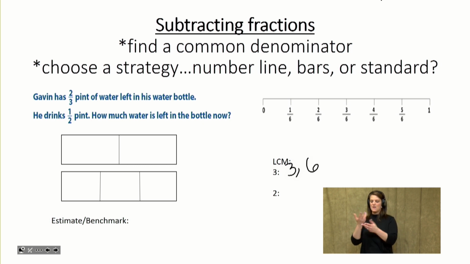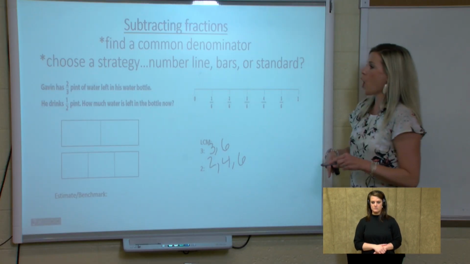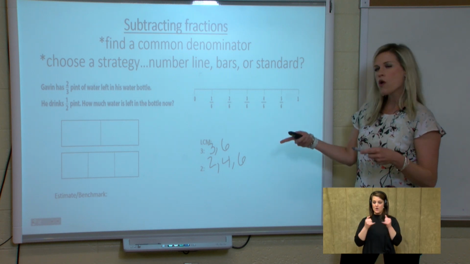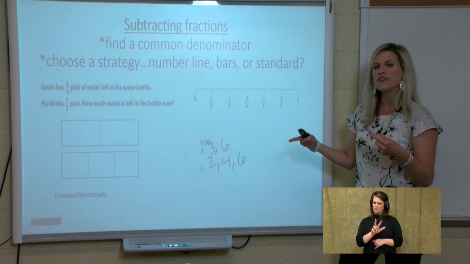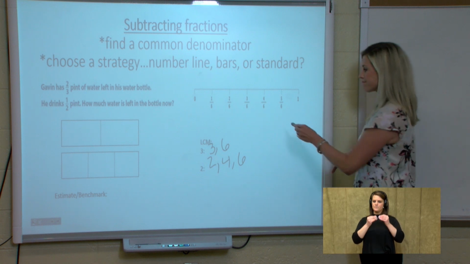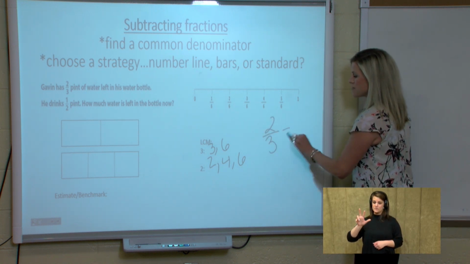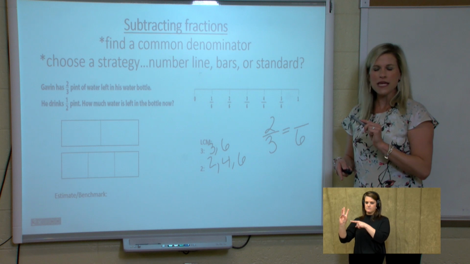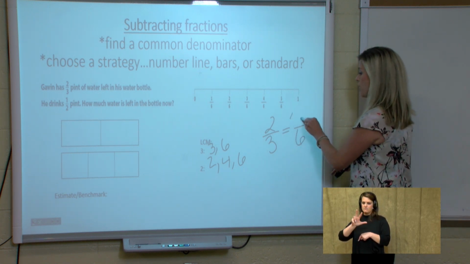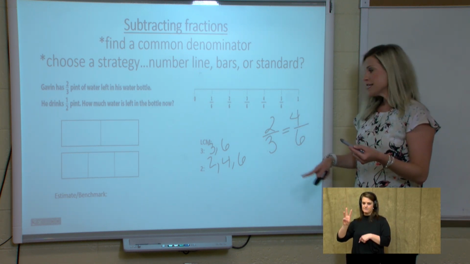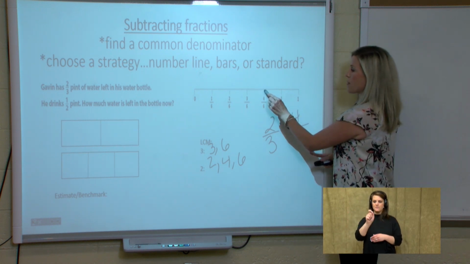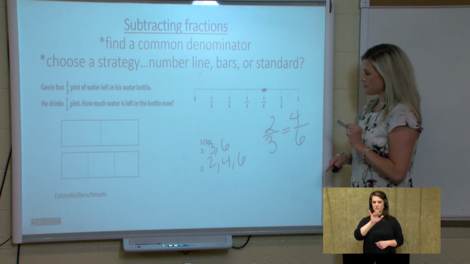I'm going to go ahead and stop right there because I should already know as a 5th grader that 3 and 2 have 6 as the common denominator. But just in case, 2, 4, 6. There it is. Now, on my number line, what would 2/3 be equivalent to? 2/3, if 6 is the denominator, would be equivalent to 4/6. So I'm going to go ahead and plot that on my number line.